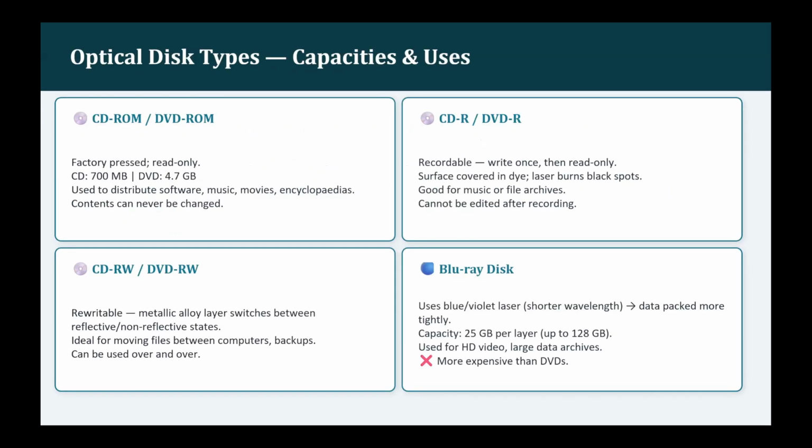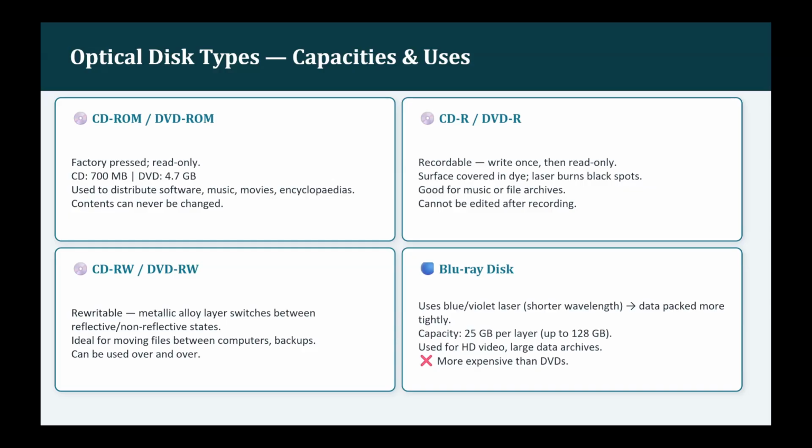There are many types of optical discs, so let me categorize them with their capacities and uses. First we have CD-ROM and DVD-ROM. Factory pressed, we can read only. A CD can hold around 700 MB while a DVD can hold around 4.7 GB. Used to distribute software, music, movies, encyclopedias. Content inside cannot be changed by the user.